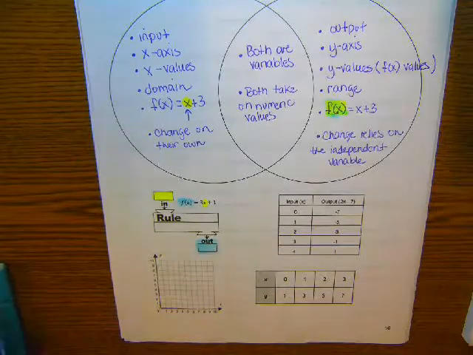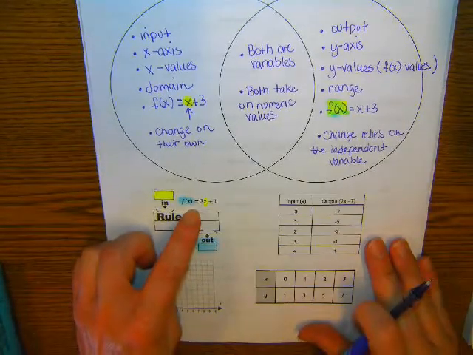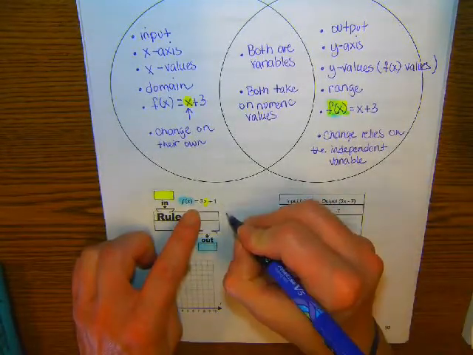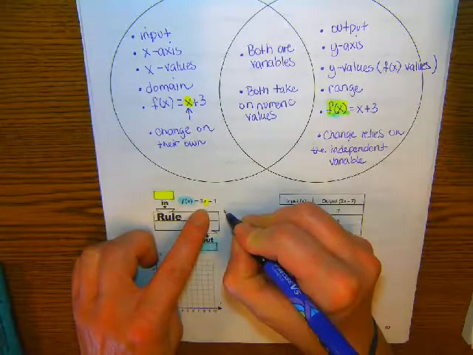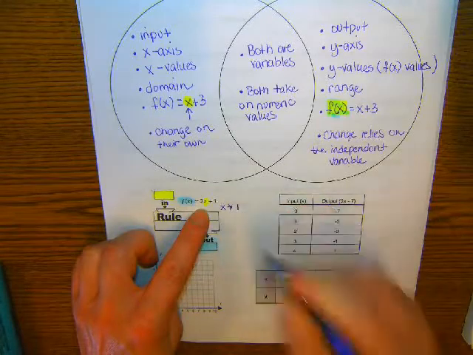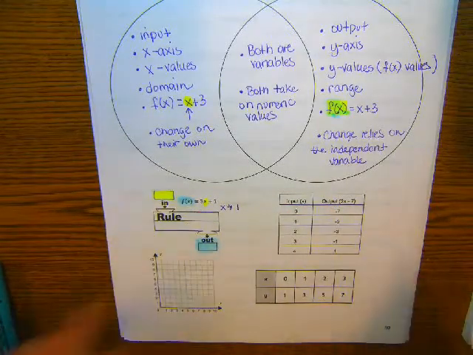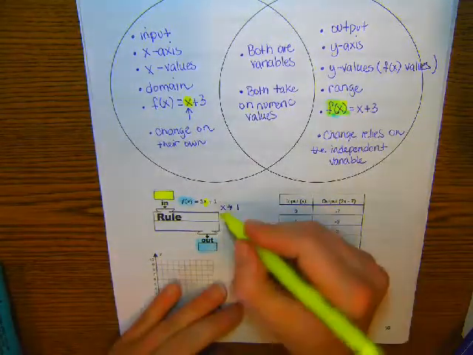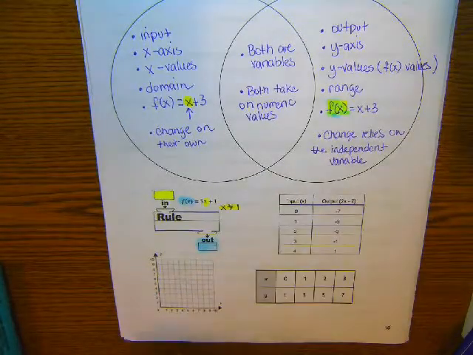For example, let's do an example here. Let's say I said I'm going to pick 1 for x. If I put 1 in for x because I'm inputting it, that would be my input.